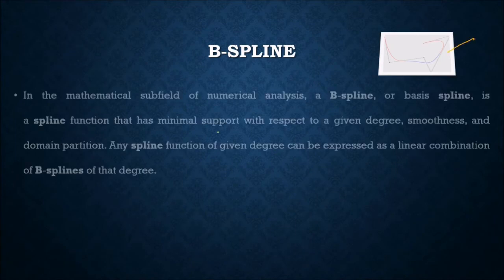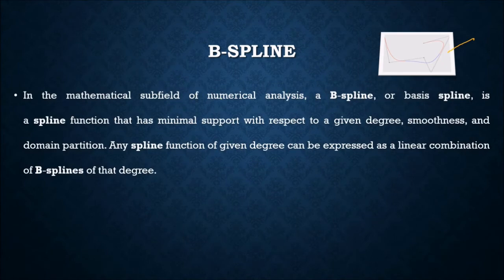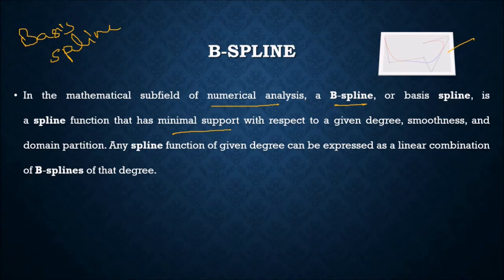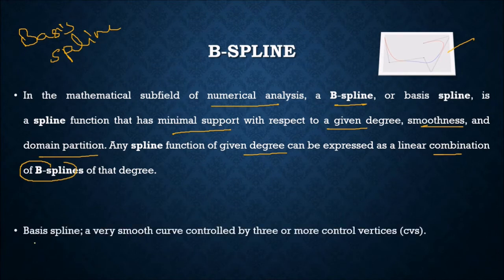What is B-spline? This is the figure of the B-spline. In the mathematical subfield of numerical analysis, a B-spline, or we call it a basis spline, is a spline function that has minimal support with respect to a given degree, smoothness and domain partition. Any spline function of a given degree can be expressed as a linear combination of B-splines of that degree. So a basis spline is a very smooth curve, controlled by 3 or more control vertices.